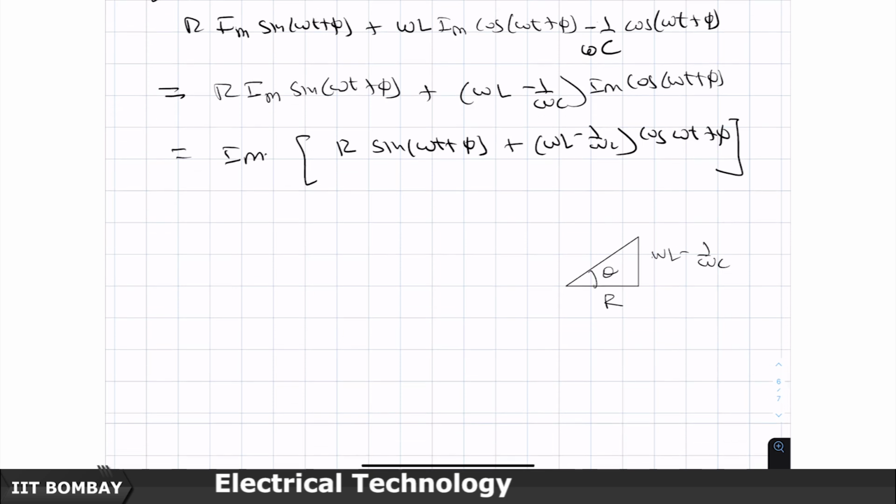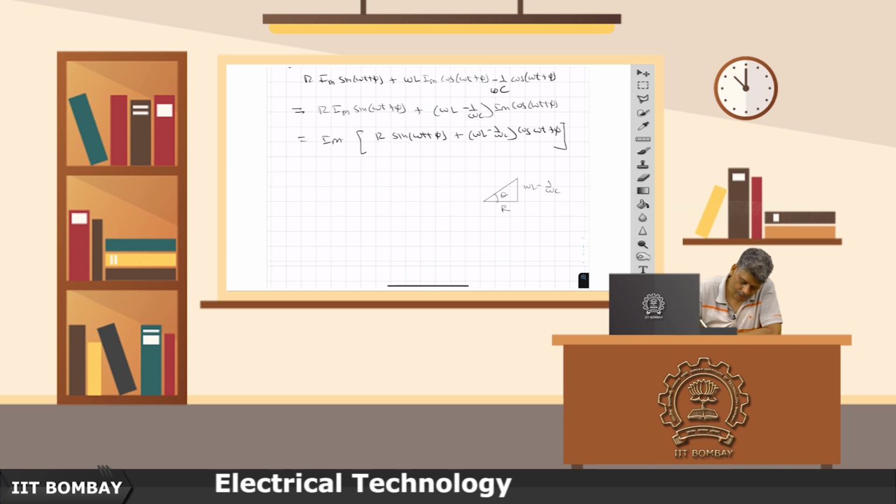Now, consider this vector which is of length say Z, it is called the impedance. We will come to that a bit later on, but in this right angled triangle, this hypotenuse which is of length Z, the impedance, can be written as this. So, now I am going to divide this by Z and multiply also this by Z here.